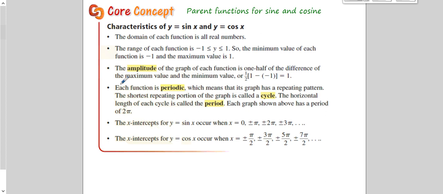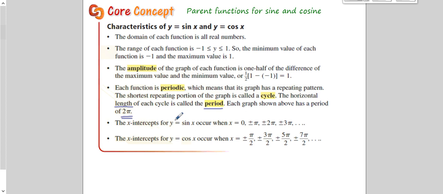Each function is periodic, which means that its graph has a repeating pattern. The shortest repeating pattern of the graph is called a cycle. The horizontal length of each cycle is called the period. Each graph shown above has a period of 2 pi. So every 2 pi, you've completed one cycle, and then it starts to repeat.